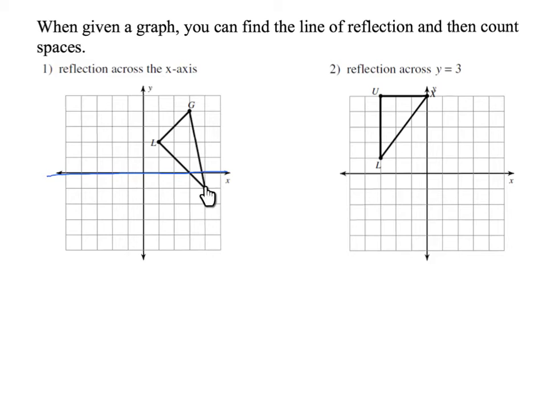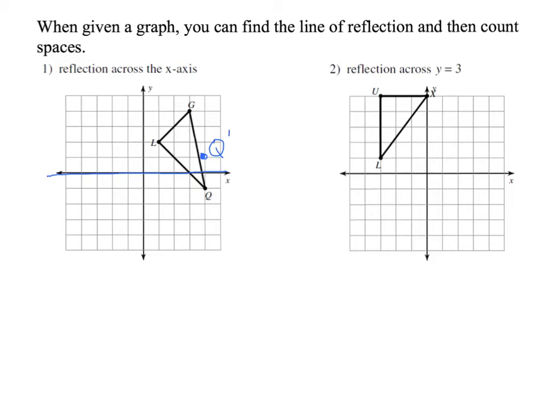We'll start with Q. Q is there, and it's one space below. I'm going to do the opposite and go one space above. So Q's new point would be there, and I'll label it Q prime.